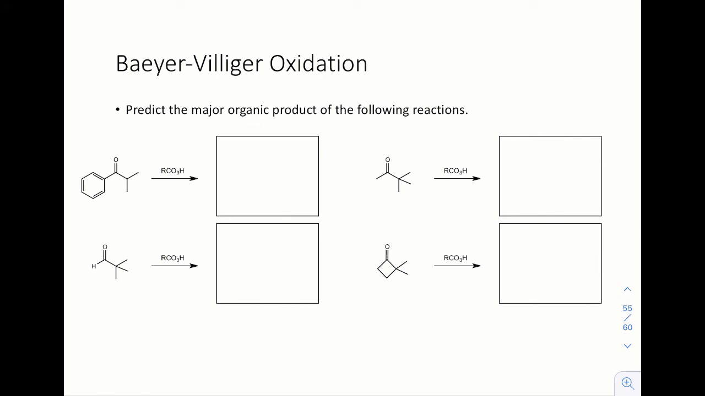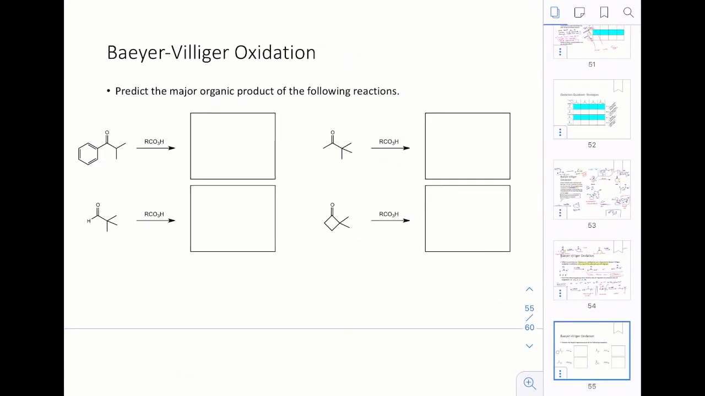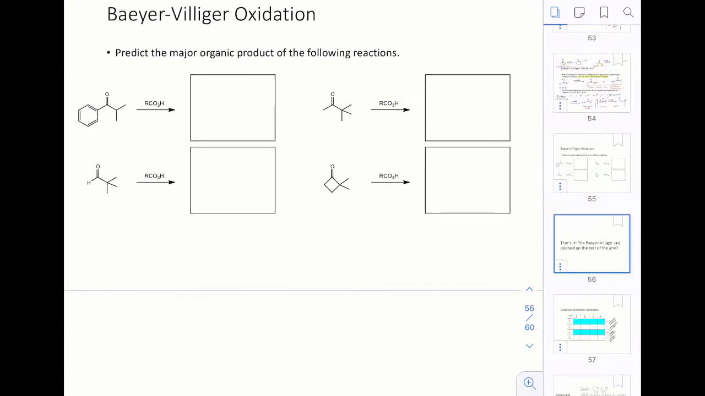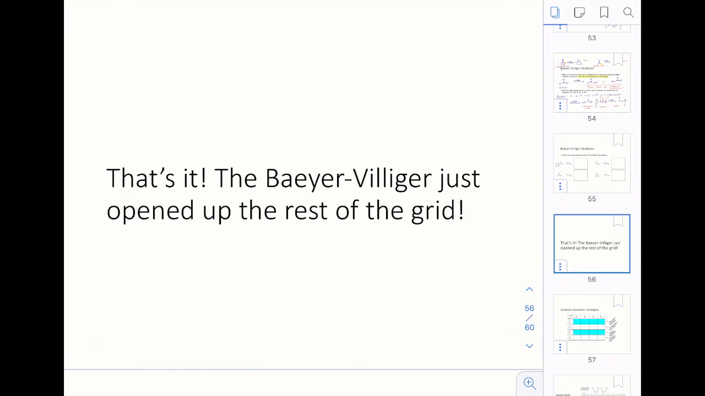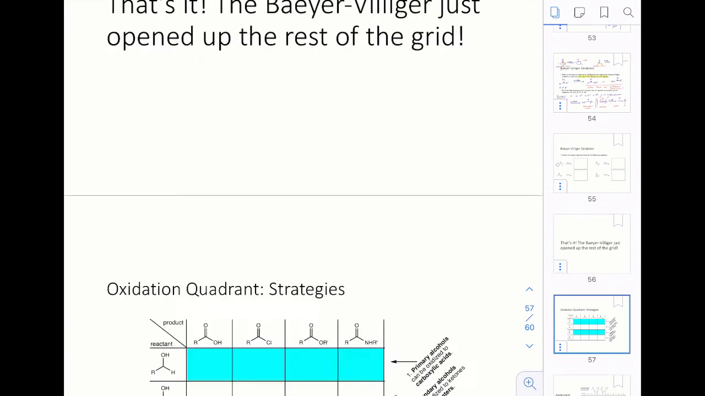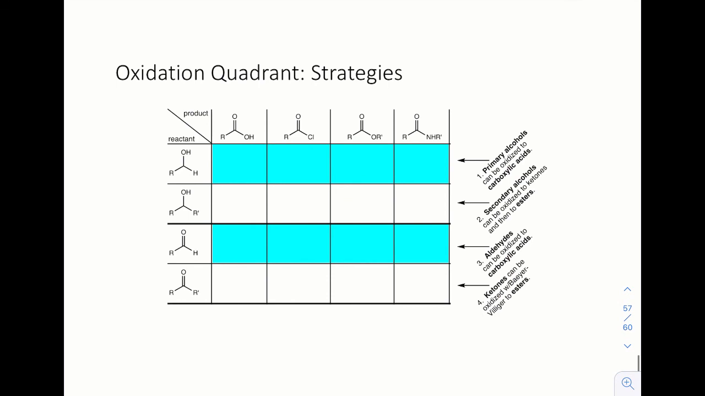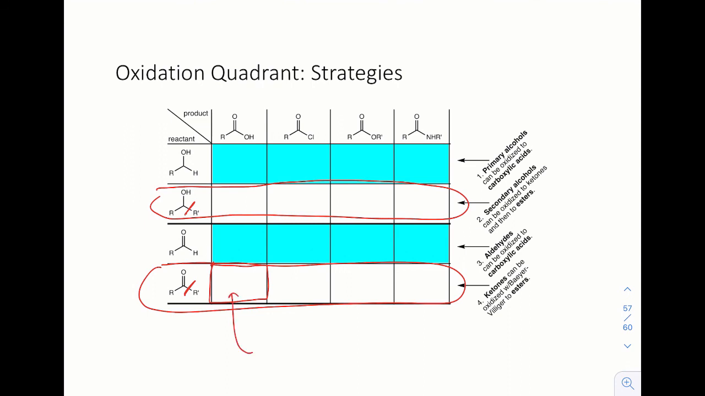All right, we have several practice problems, but this video is pretty long, so I'm going to wrap it up and say time to celebrate. The Baeyer-Villiger reaction just opened up the rest of the grid. So for these two rows where we were so concerned because we didn't know how to break these carbon-carbon bonds, now we know. We'll do one for example. So let's do this box for example.